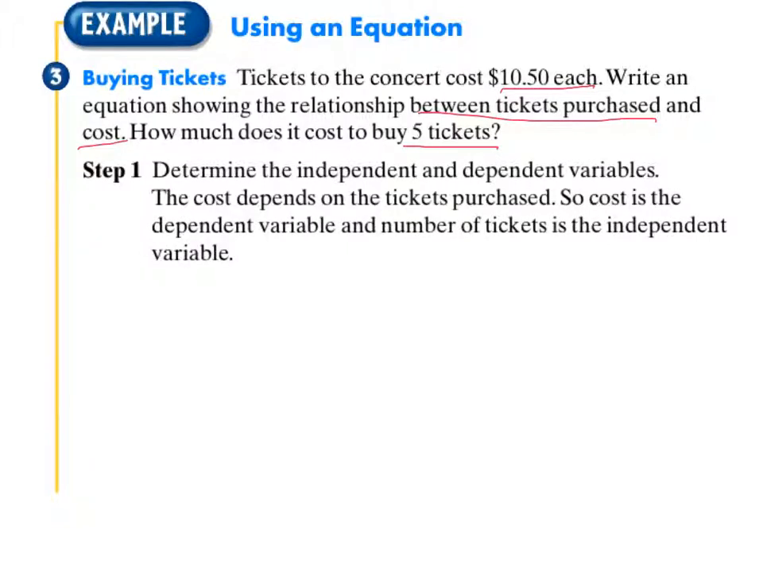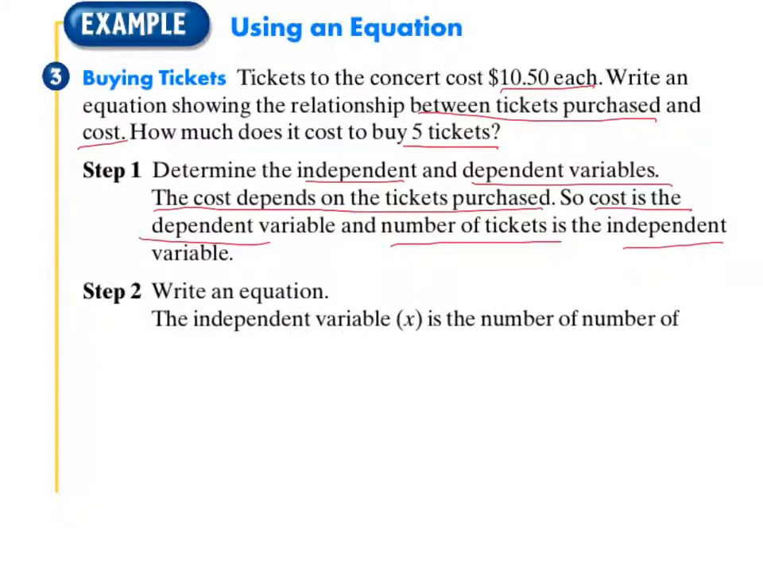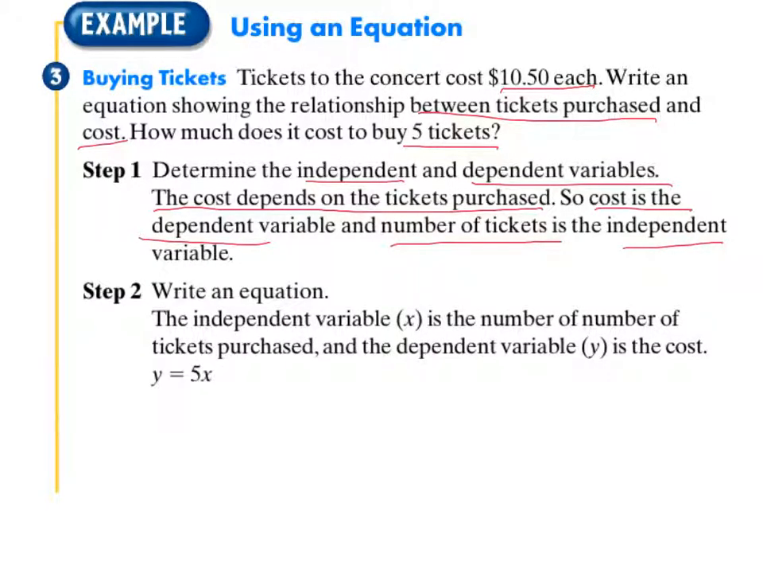So step one, again, we're going to determine the independent and the dependent variables. The cost depends on the tickets purchased. So cost is the dependent variable and the number of tickets is the independent variable. Then we're going to write an equation. The independent variable is the number of tickets purchased, and the dependent variable is the cost. So cost equals 10.50 times the number of tickets purchased.